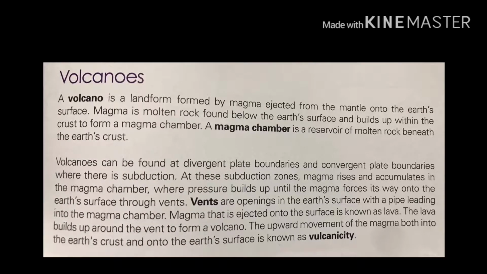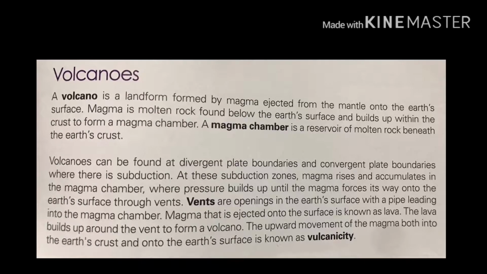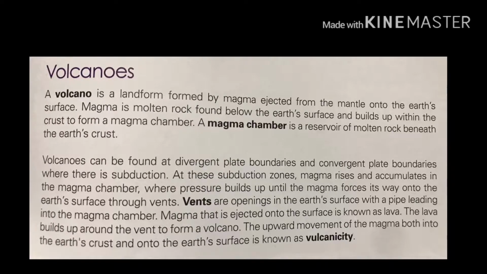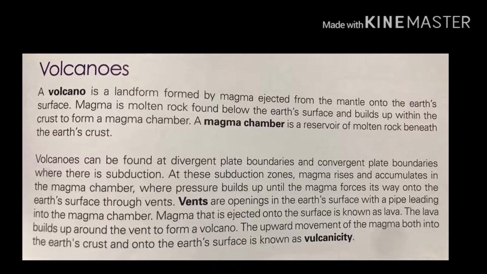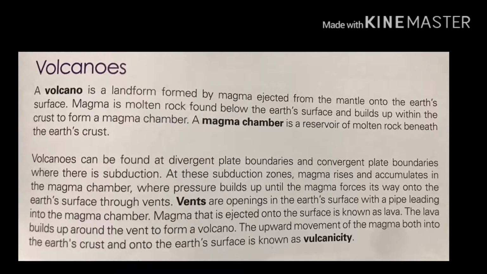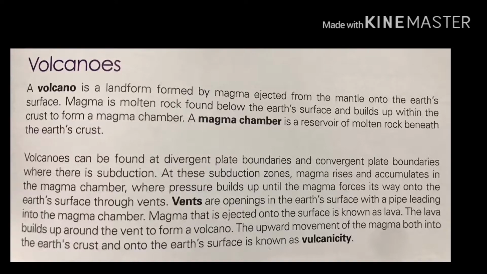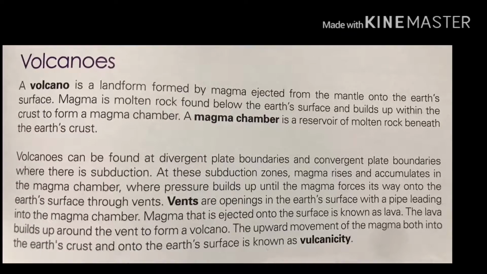So basically, a volcano is a landform that is formed due to fracturing on the Earth's surface, the crust itself, which allows magma to come onto the surface. When you hear people talk about the concept of volcanicity, you're basically looking at the upward movement of magma through the Earth's crust and onto the Earth's surface. So that is the process of making volcanoes.